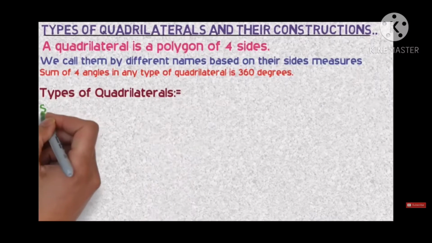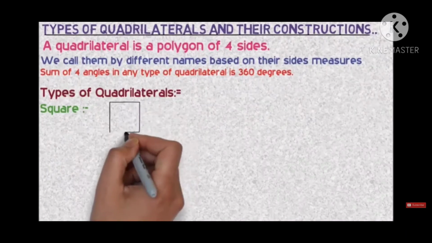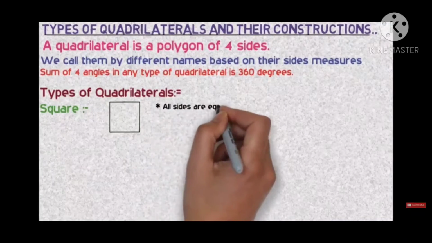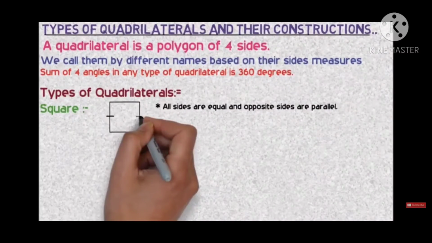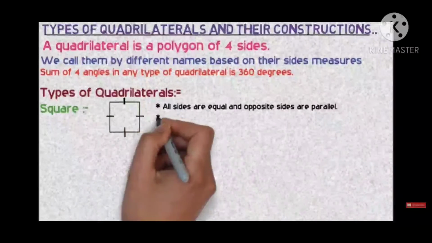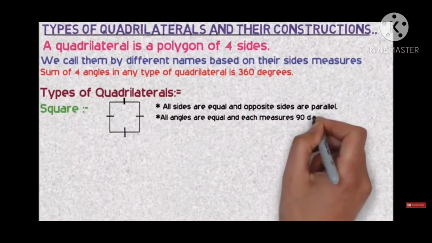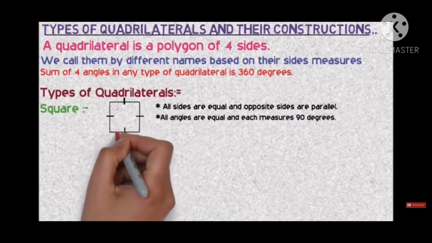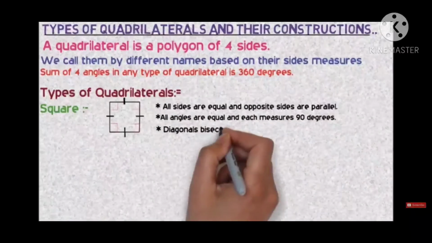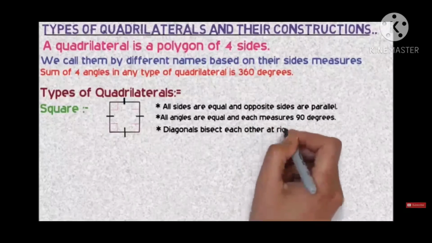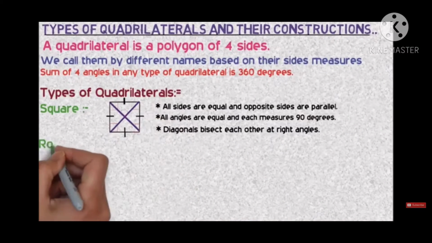Next, types of quadrilaterals. First one is the square. You know how the square is? All sides are equal and opposite sides are parallel. Next, all angles are equal and each measures 90 degrees. Next one, diagonals bisect each other at right angles. Okay, at right angles means at 90 degrees.